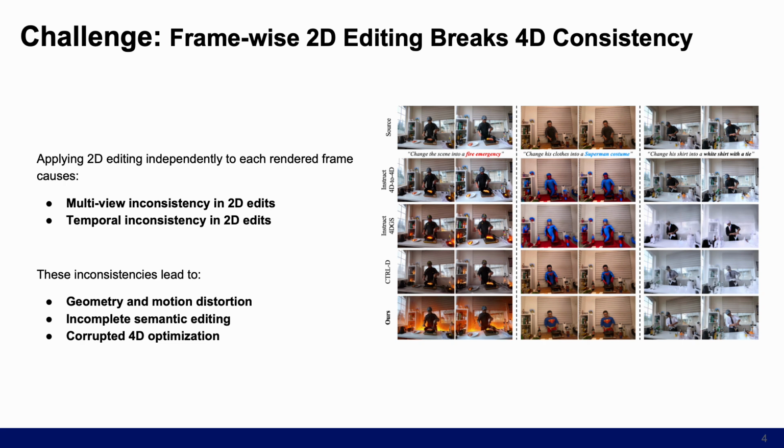These are originally 2D frame-level inconsistencies. However, when these inconsistent frames are used to optimize a 4D representation, they become conflicting supervision. As a result, the final 4D reconstruction can suffer from geometry distortion, motion artifacts, and incomplete semantic edits.